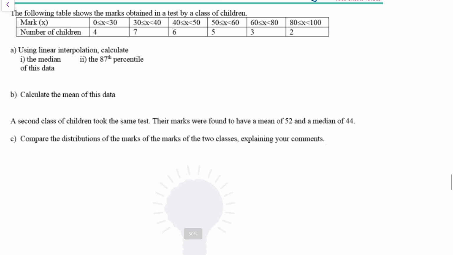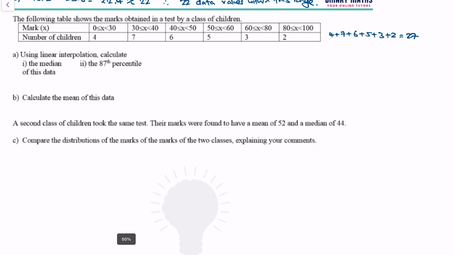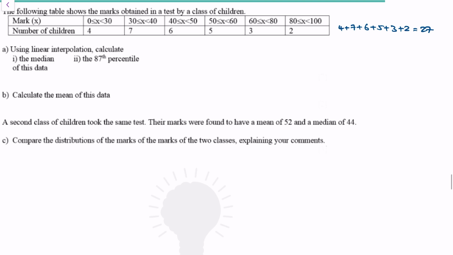The following table shows the marks obtained in tests by a class of children. So let's just work out the total, because we might need it. It's 4 plus 7 plus 6 plus 5 plus 3 plus 2, which is 27. A, using linear interpolation, calculate the median and the 87th percentile of this.